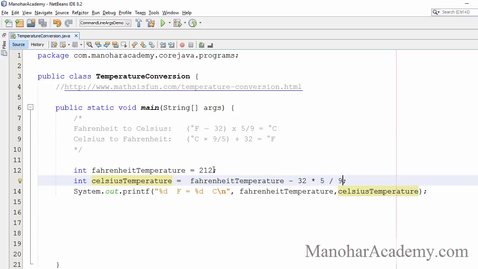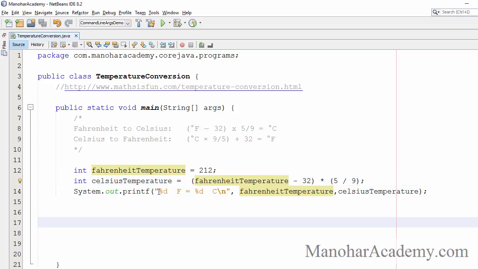Okay, but as we learned before, there is precedence, and also there is associativity for these operators. As we know, multiplication has greater precedence than subtraction. So in this case, 32 into 5, then divided by 9 will happen before subtracting from this one. That is not what we want. We want subtraction to happen first, so we have to include this in parentheses. Also, let's include 5 by 9 in parentheses so that it looks good.